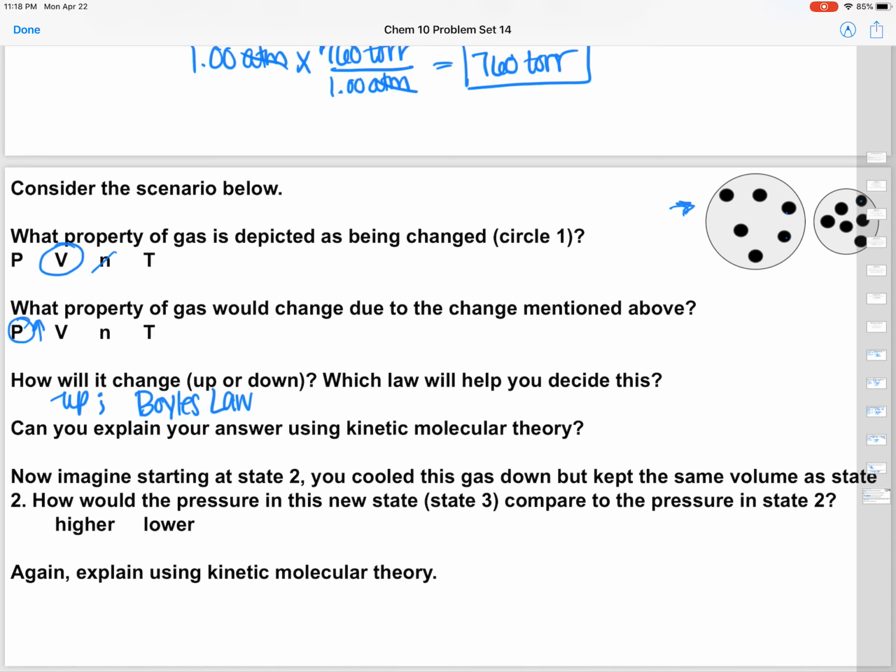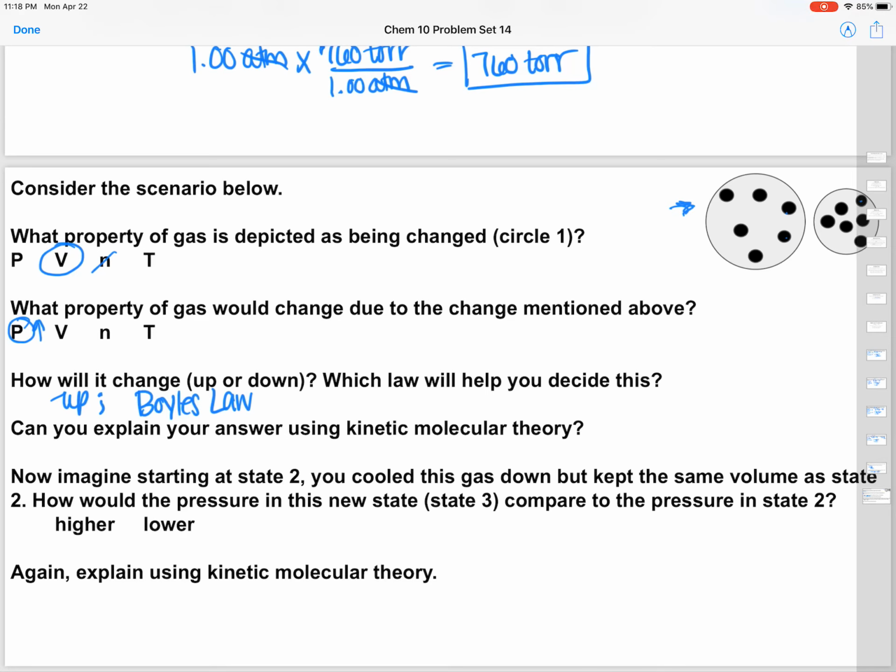The next one is, now imagine starting at state 2. You cooled this gas down, but you kept the same volume as state 2. How would the pressure in this new state compare to the pressure in state 2? It's going to be lower because your volume is the same, but you decreased the temperature.